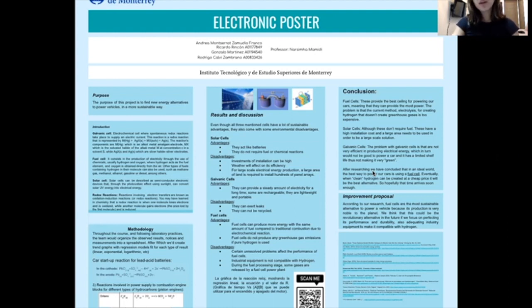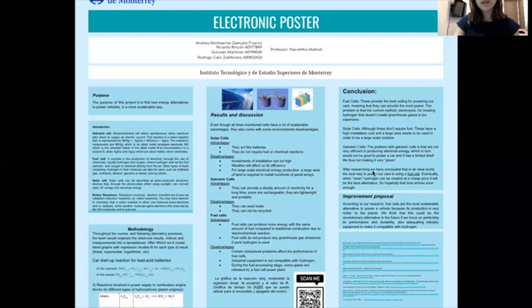And about the fuel cell, it consists in the production of electricity through the use of chemicals, usually hydrogen and oxygen, where hydrogen acts as a fuel element and the oxygen is obtained directly from the air. Other types of fuels containing hydrogen in their molecule can also be used, but they will not be as sustainable as pure hydrogen. And the solar cells can be described as semiconductor electronic devices that, through the photovoltaic effect using sunlight, can convert solar UV energy into electrical energy.